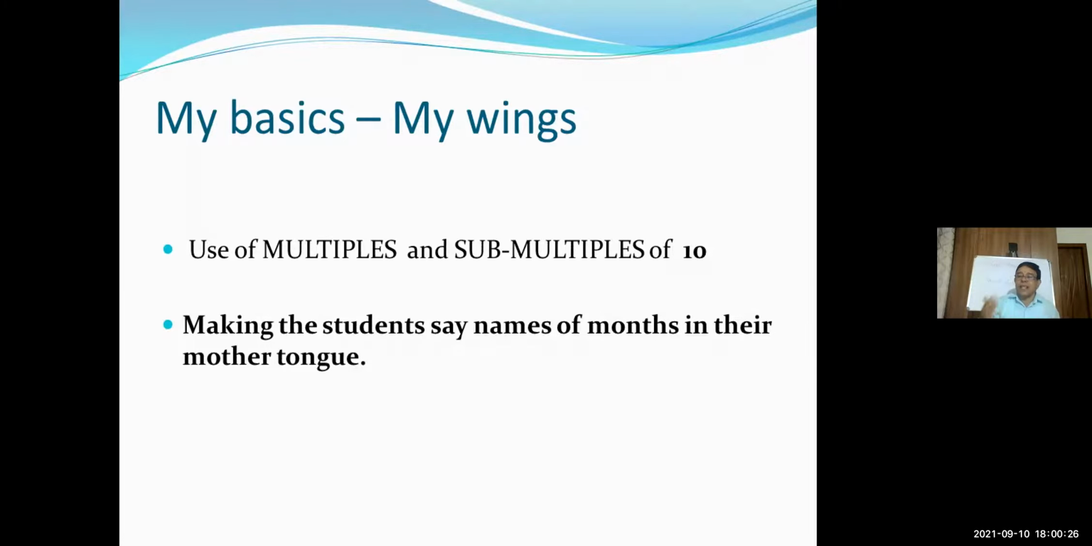Chaitra, Vaishaka, Jeshta, Ashada, Shravana, Bhadrapada, Ashvija, Kartika, Margashira, Pushya, Magha, Palguna, in my Kannada language. So if we tell students to learn names of months in their mother tongue, they will learn these prefixes also. Deca, hecta, kilo, mega, giga, they will learn. And same with multiplication tables downwards, upwards, let us make them. They will start loving mathematics.